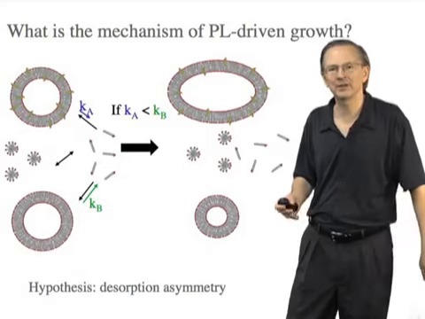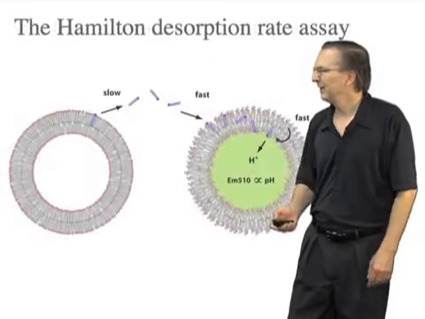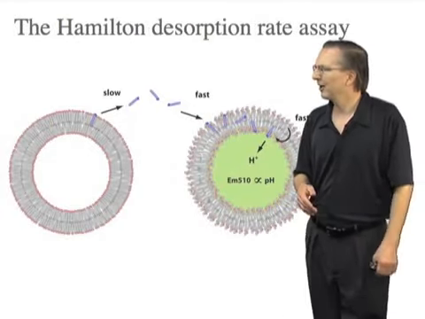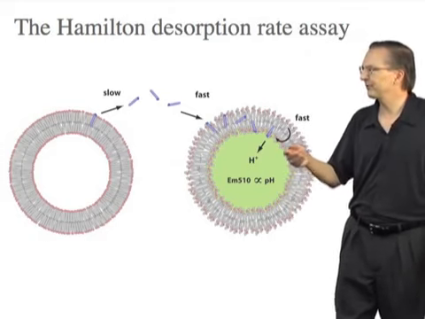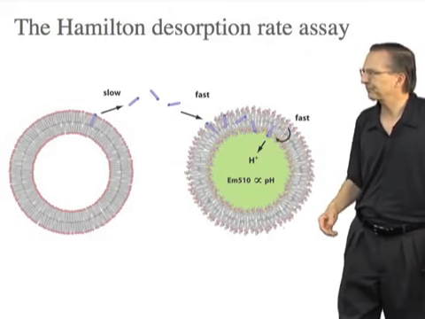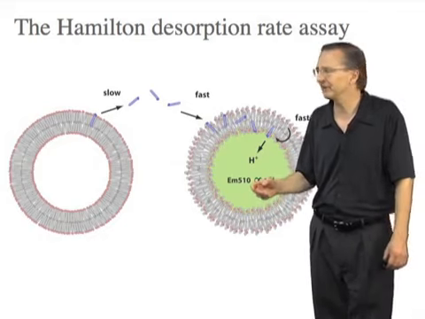Okay, so how do we demonstrate this experimentally? Itai took advantage of an assay that was developed by Jim Hamilton. It's a rather indirect but very effective assay.